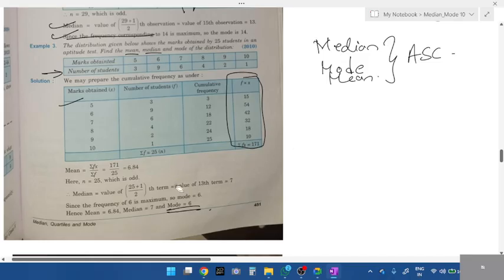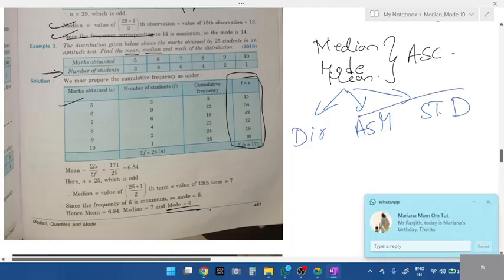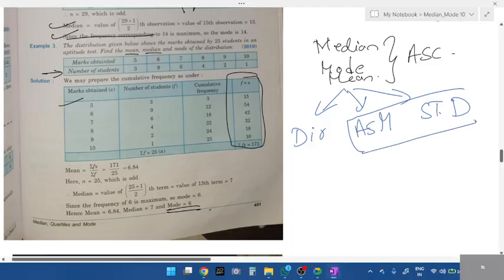This is the calculation part. And for mean, we have three methods: direct method, assumed mean method, step deviation method. Until and unless they ask you to use the assumed mean method or step deviation method, you don't have to solve with them. Always use the direct method.